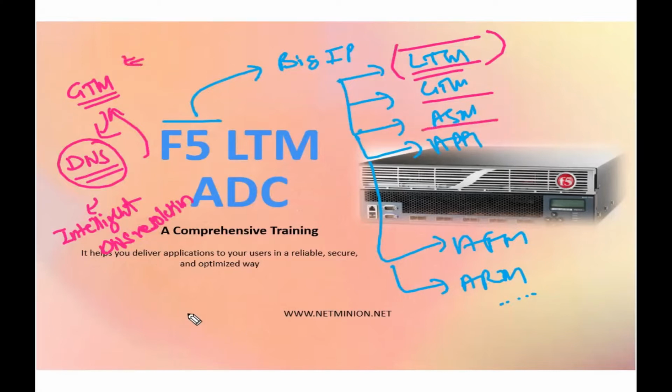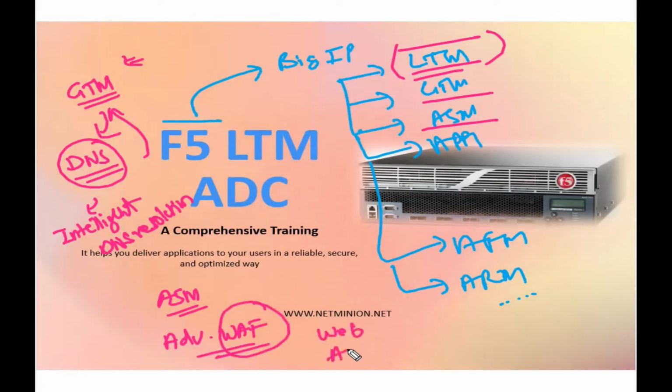Then ASM. What is ASM? ASM, again, previous name. Okay, the new name is Advanced WAF. So WAF is a firewall. Which kind of firewall? Web application firewall. Okay, WAF, web application firewall.